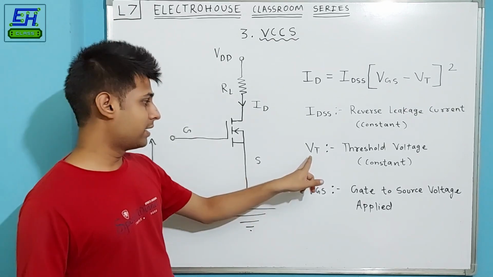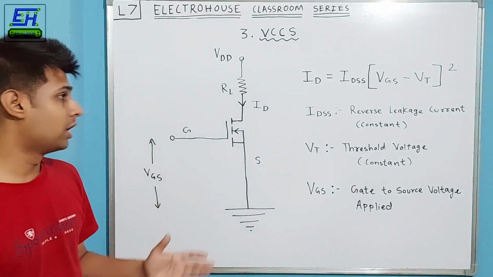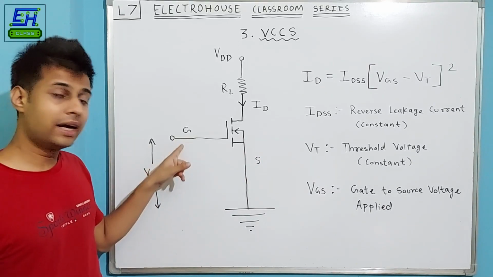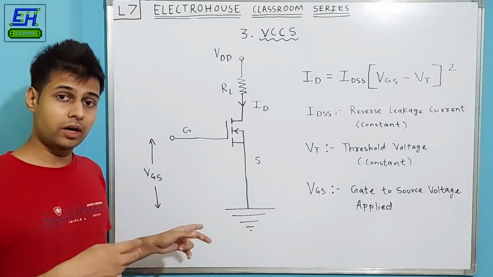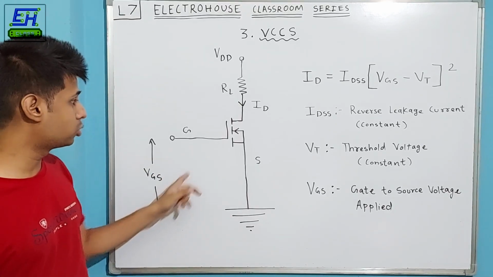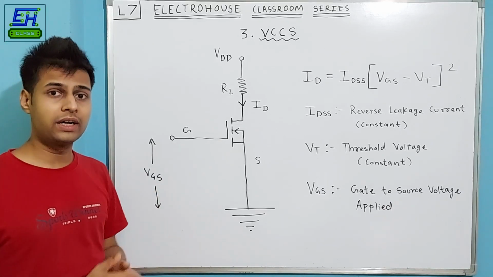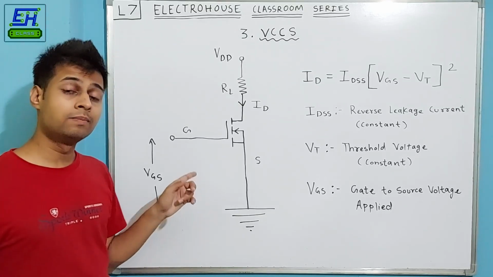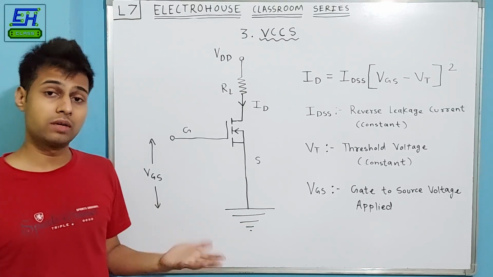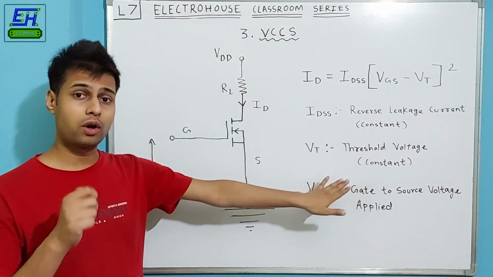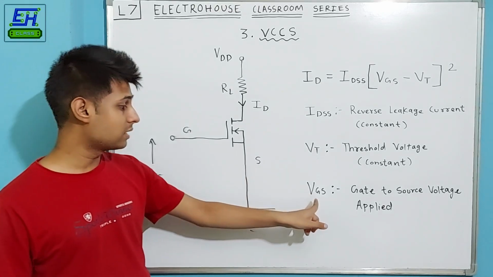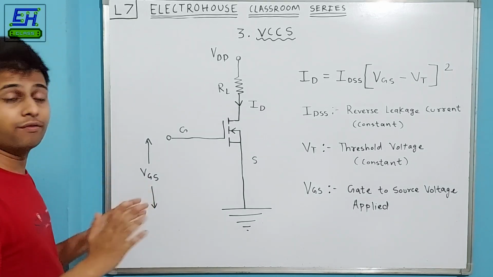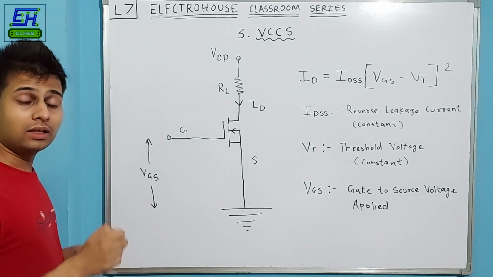Okay, and the next term is VT, which is our threshold voltage. Now threshold voltage is the minimum voltage which should be supplied between the gate and source terminals in order to start this MOSFET. It is very important. It is very much similar to the base emitter voltage of 0.7 volts that we require, but here its value can be anything, like 1 volt, 2 volts, 3 volts, 4 volts, but it is actually constant for a specific design of MOSFET. And the last term is VGS. Now VGS is the actual gate to source voltage which we are applying. If VGS is greater than VT, only then the MOSFET will turn on.